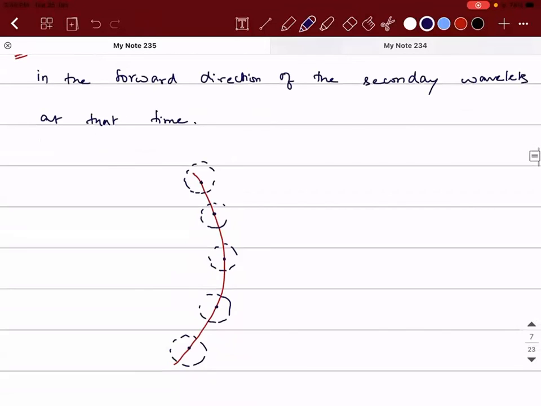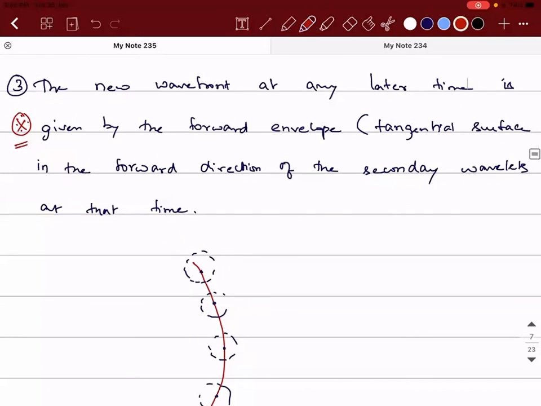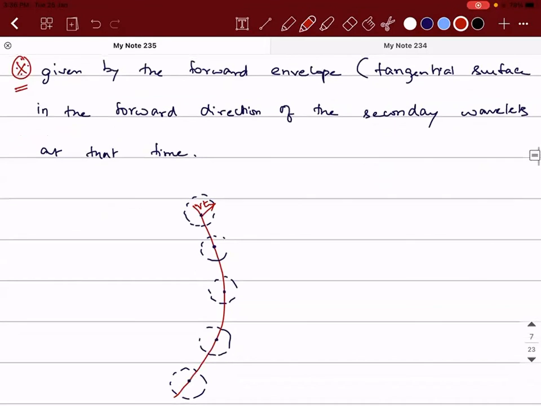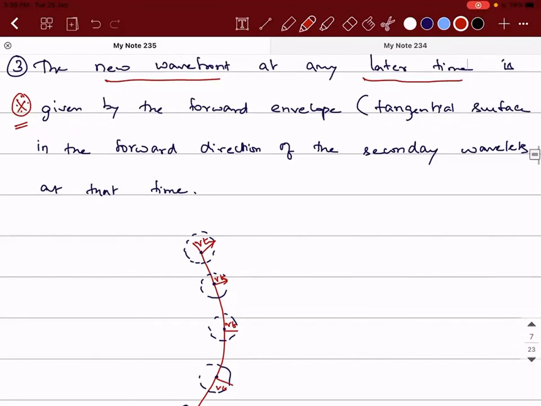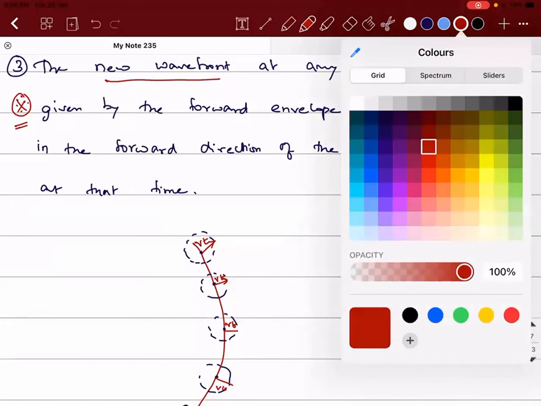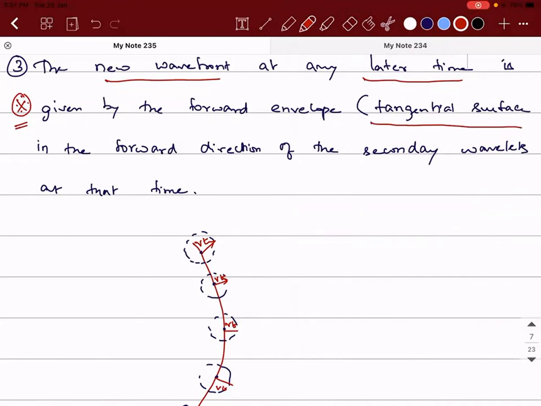So once you get the secondary wavelet, observe what the point is saying. For the new wavefront required at any later point, let's say the speed of the light in that medium is v. After a time t, this wavelet would have generated a radius of vt. This wavelet will also have the radius vt, this will also have vt, and this vt, according to the second point. Now according to the third point, the new wavefront at any later time is given by the forward envelope. So what is that forward envelope? It is nothing but the tangential surface drawn in the forward direction of the secondary wavelets at that time.